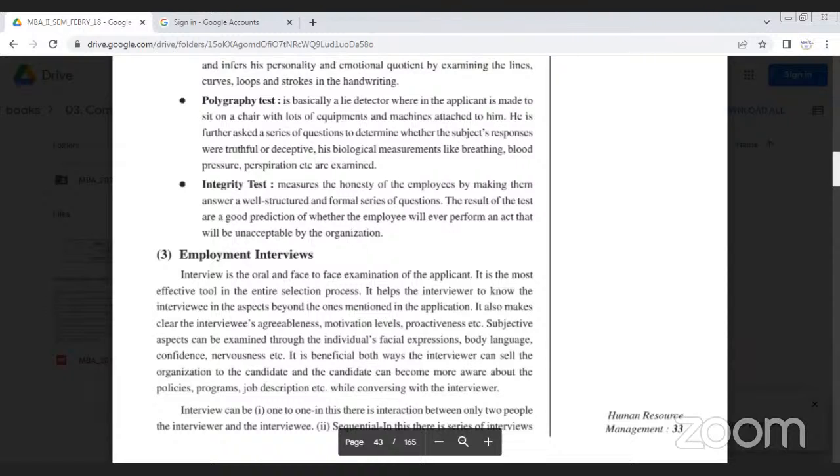It is beneficial both ways. The interviewer can sell the organization to the candidate, and the candidate can become more aware about the policies, programs, job descriptions, etc. while conversing with the interviewer.